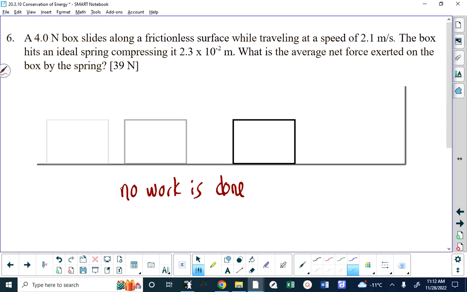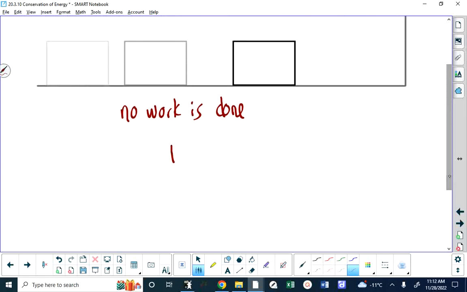Which means E_I equals E_F. Well, this is kinetic energy of the box, isn't it? When the kinetic energy of the box is reduced to 0, if I'm saying no work is done and I'm saying mechanical energy is conserved, I'm saying that kinetic energy is now stored somewhere else. Where is it? In the spring. And we call that spring potential energy, which is 1/2 kx squared.